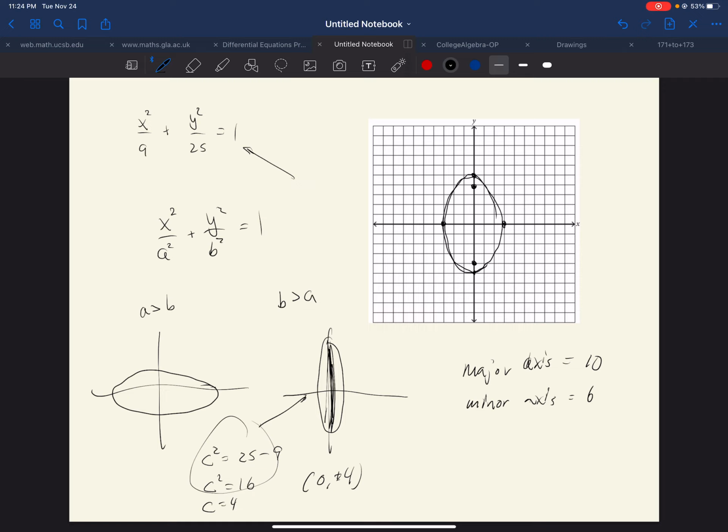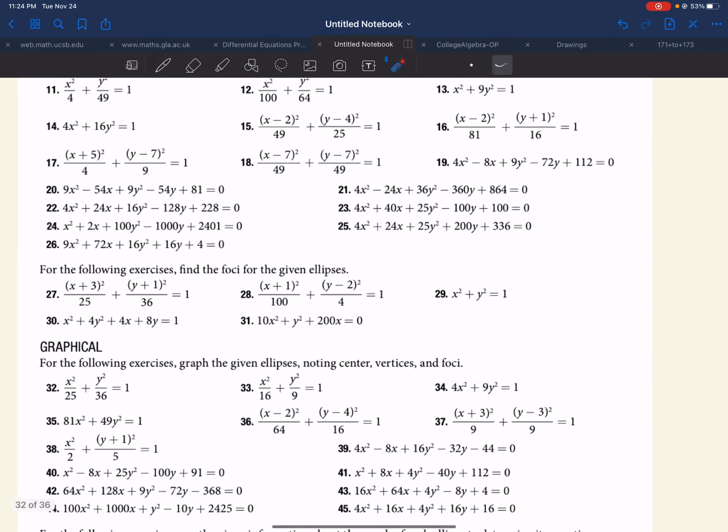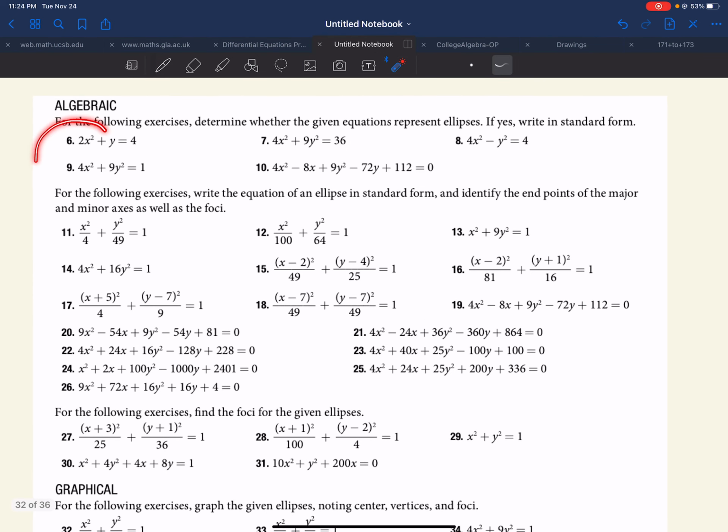Okay, let's go to some problems, and I'll show you some insight on how to think about them. In the first set of problems in here, 6 to 10, it says determine whether it is an ellipse. The only thing that you need to know about an ellipse is that an ellipse needs both x and y squared. Here the x is squared, the y isn't, so that one is not an ellipse. Here they're both squared, and so all I have to do is make it equal to 1, but the answer would be yes, that is an ellipse.